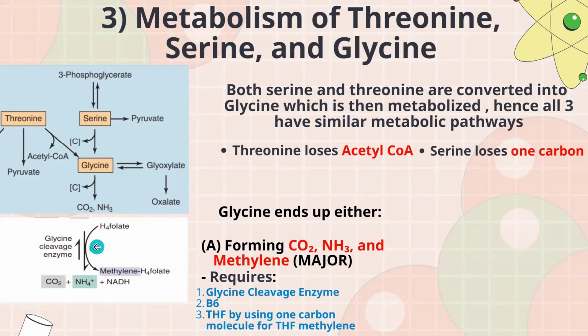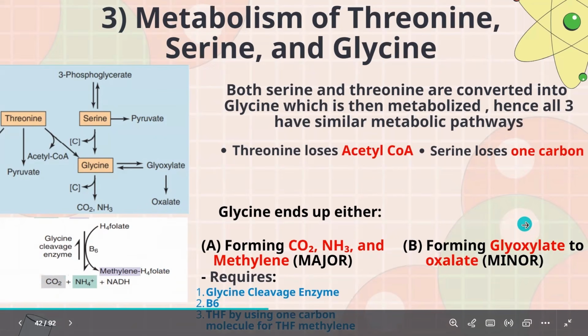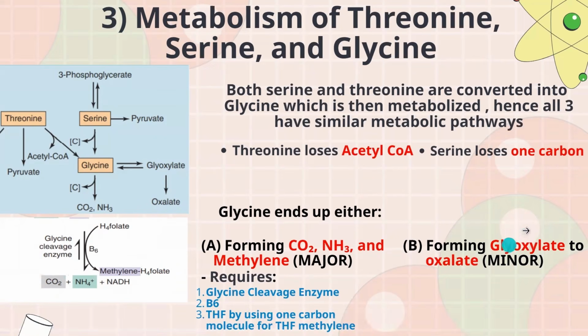It uses B6, it uses a glycine cleavage enzyme to eventually form CO2 and NH4, and it will also use H4 folate to give methylene H4 folate, you know? And now, to form glyoxylate and oxalate, which is the minor pathway, why is this very important?